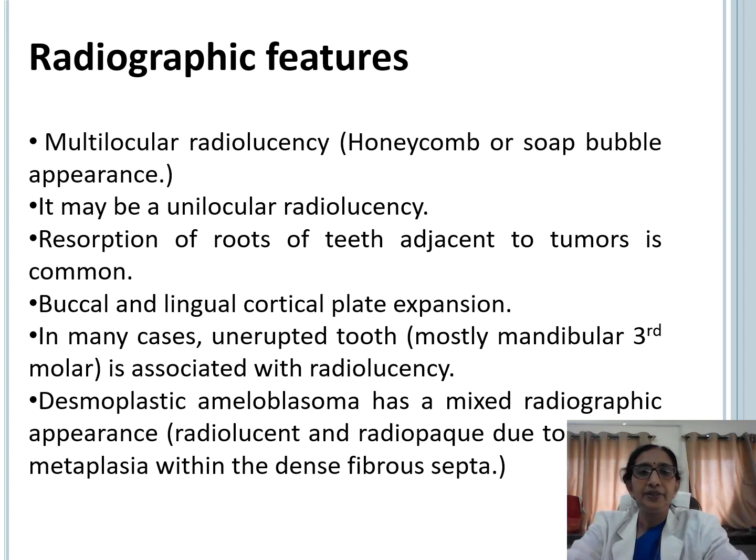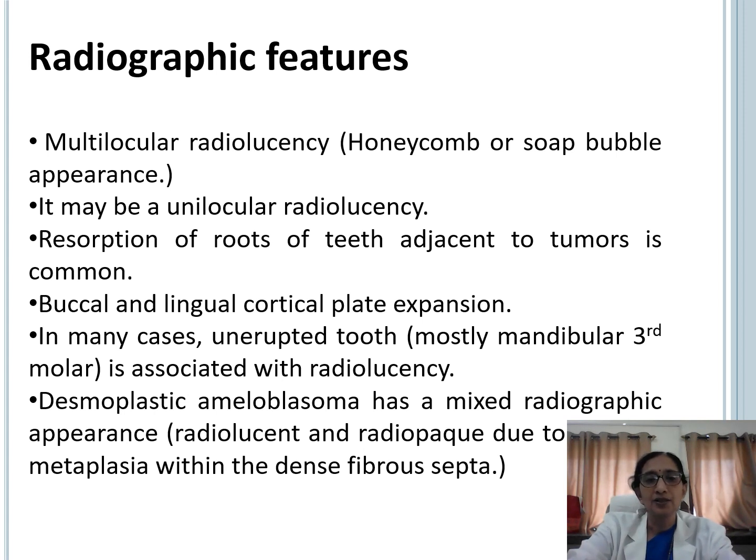Now radiographic features. It shows a multilocular radiolucency, either honeycomb like or soap bubble like in appearance. It may be a unilocular radiolucency also. Resorption of the roots of the teeth adjacent to the tumor is a common finding. There is expansion of the buccal and lingual cortical plates. And in many cases, an unerupted tooth, mostly the mandibular third molar, is associated with the radiolucency.